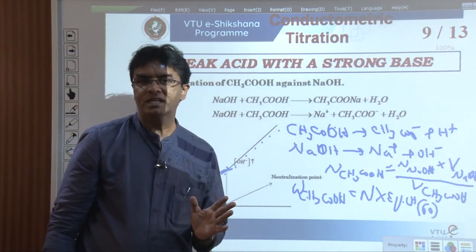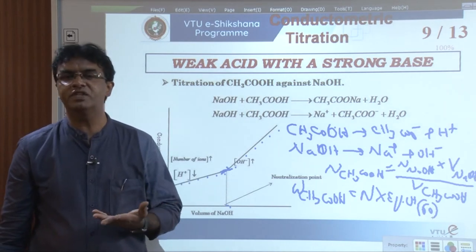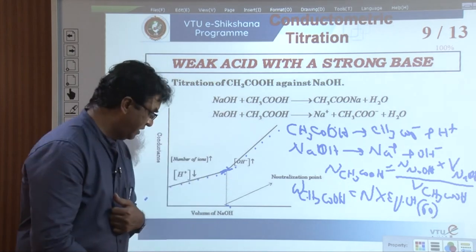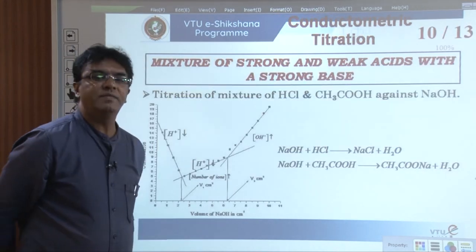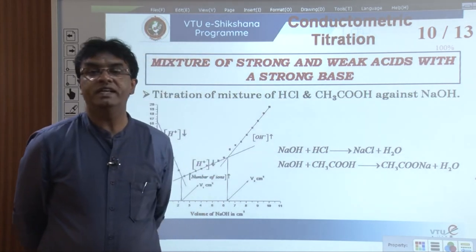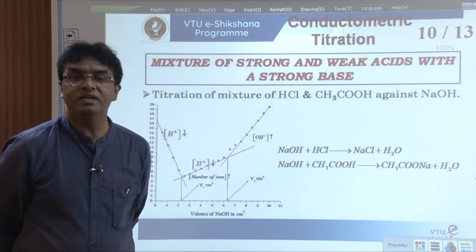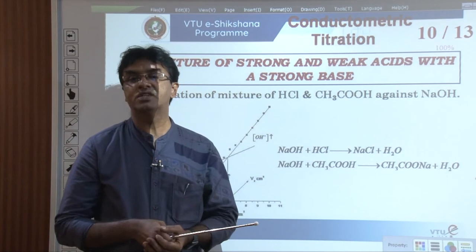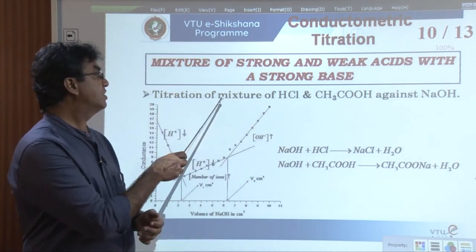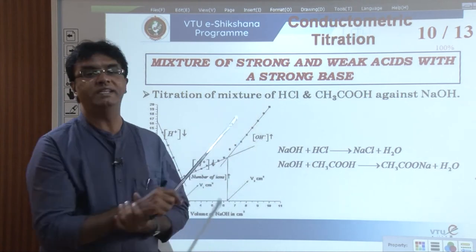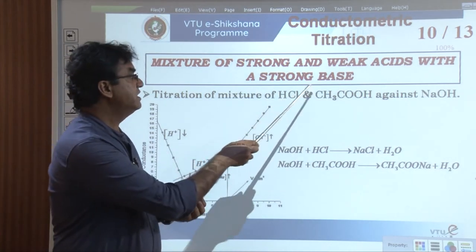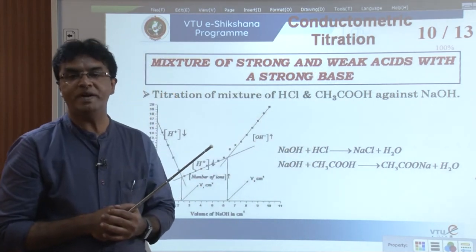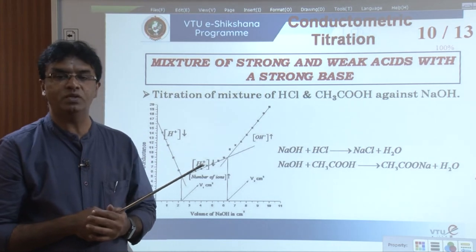So, we have discussed how to carry out conductometric titration of a strong acid with a strong base. Here, a weak acid with a strong base. Now, we see how to carry out conductometric estimation of a mixture of strong and weak acids with a strong base. So, what we do? We take the mixture of HCl and acetic acid, and we titrate this mixture against NaOH conductometrically.